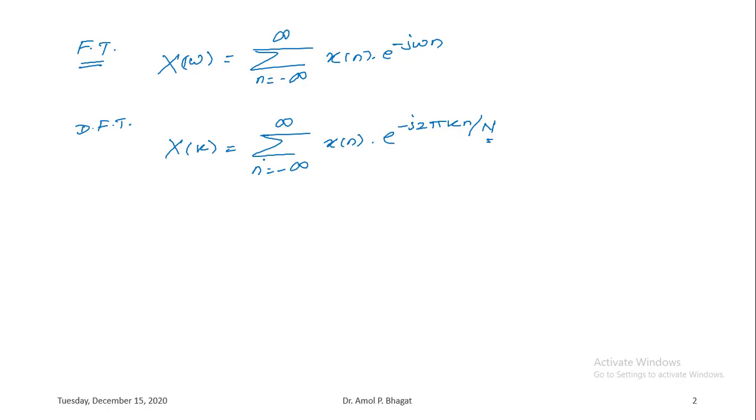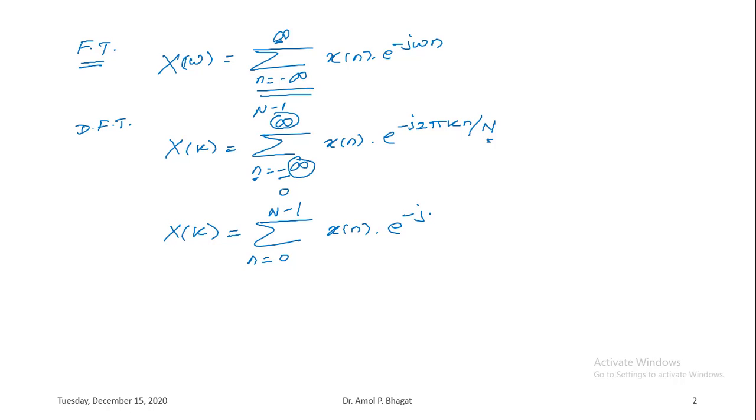Here, these limits which were from minus infinity to infinity will be restricted, and instead the limits will be from n equals 0 to N minus 1. Therefore it will be computed for only capital N points. So instead of minus infinity to infinity in the Fourier transform formula, in DFT the limits will be from 0 to capital N minus 1. This is the actual formula for your DFT, with e to the power minus j 2 pi kn by capital N.